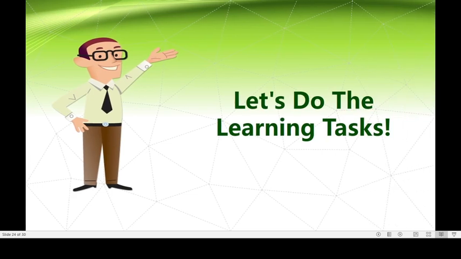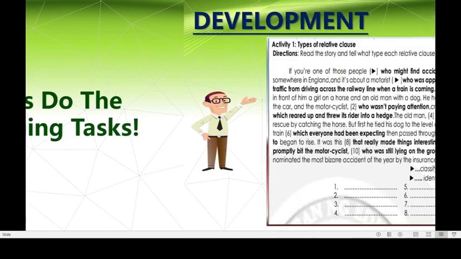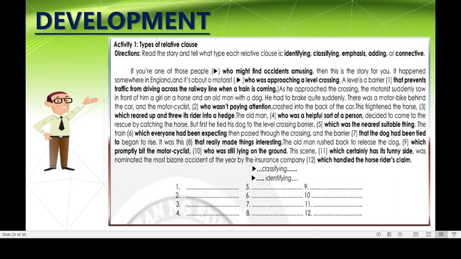Let's do the following learning tasks. In the development phase, you have to do Activity 1 entitled Types of Relative Clause. The direction: read the story and tell what type each relative clause is, such as identifying, classifying, emphasis, adding, or connective.